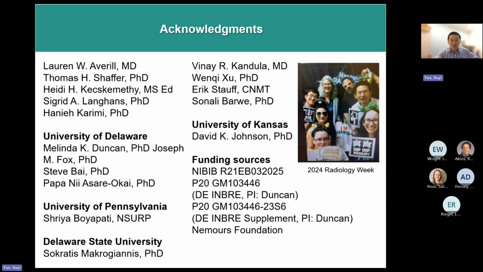During the research, several summer research students also made contributions. The research is supported by the INBRE project, partially supported by the NIH grant and the MOS Foundation. The picture on the right shows the MOS radiology research week we had last week.